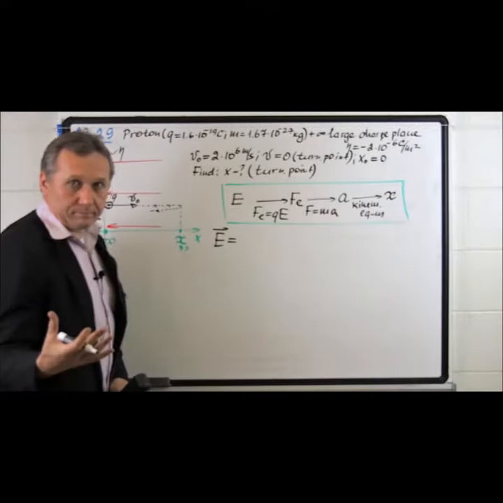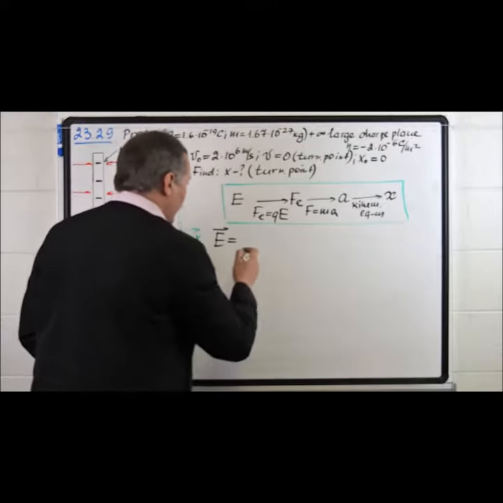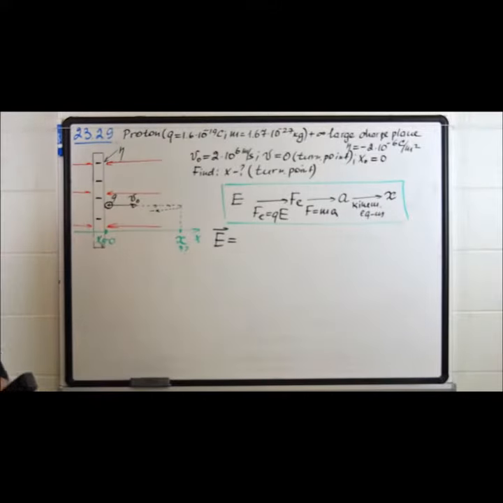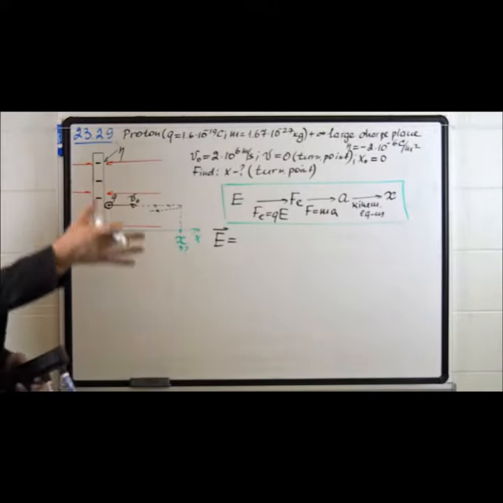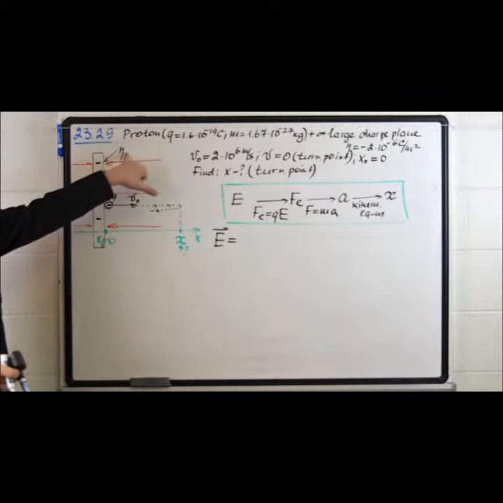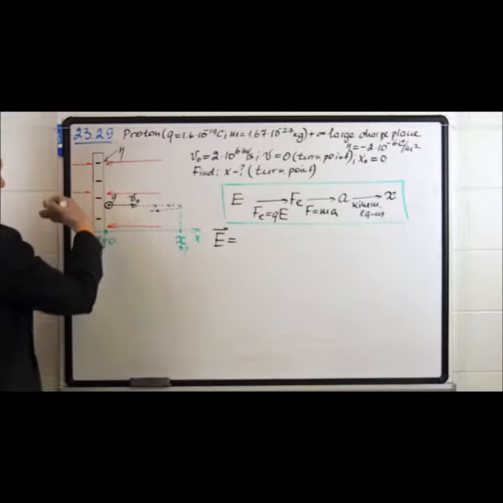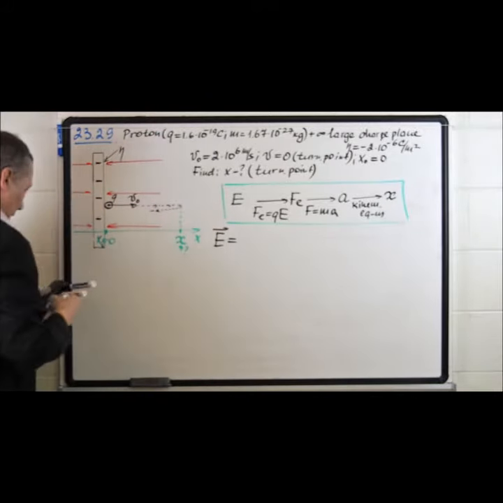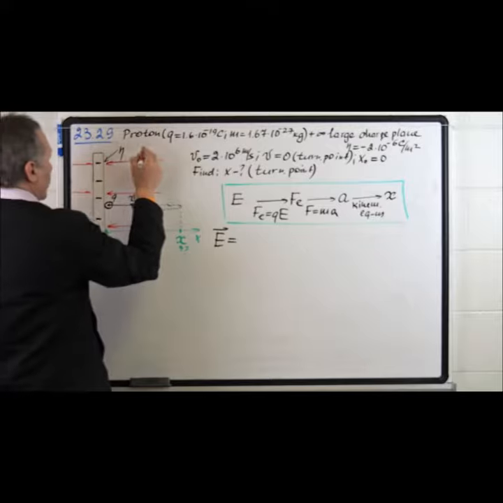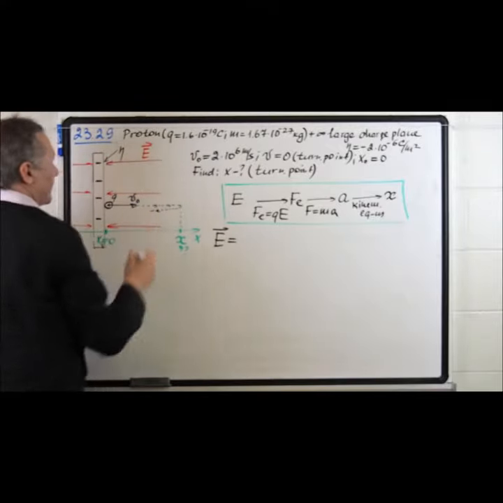We derived a couple of classes ago the expression for the electric field created by the plane. It's the surface charge density divided by 2 epsilon naught. Okay, and you see the direction of the electric field. Okay, I forgot to label. Right, so this is our electric field, the red one.